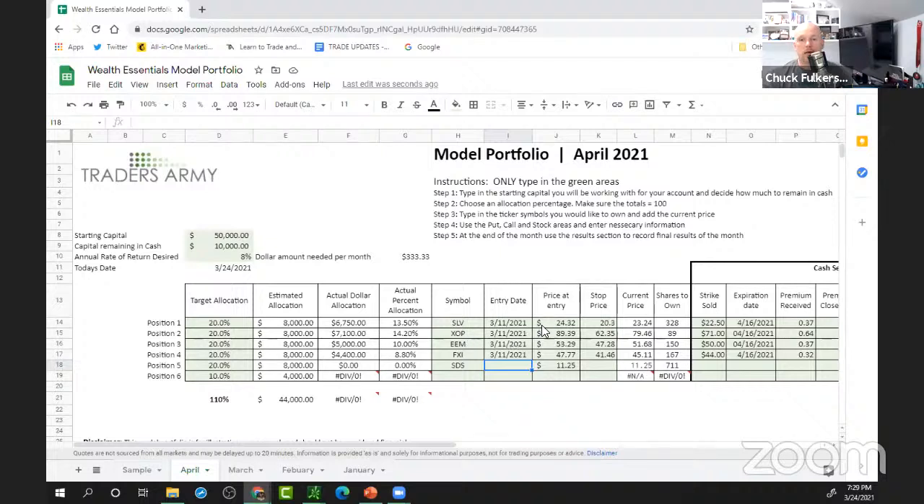Now, we're down a little bit in SLV. We're down in XOP. I mean, all of these are down a bit, and so I think that SDS might act as a pretty good hedge to put us in a better position. Does that make sense to everybody? Questions on that?